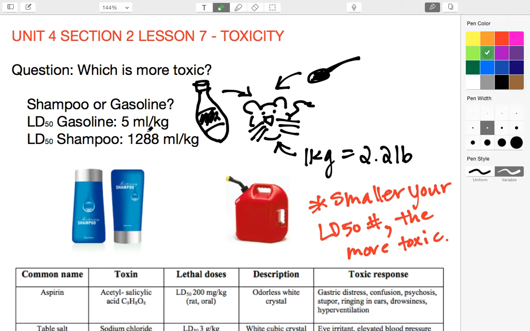Shampoo's lethal dose 50, or LD50, is 1,288 milliliters per kilogram. Let's say I have a mouse that weighs exactly 1 kilogram, or 2.2 pounds. If I give this mouse 5 milliliters of gasoline, it's probably going to die. As opposed to giving this mouse 5 milliliters of shampoo, it's probably still going to live because I would need to give it 1,288 milliliters of shampoo for it to really hurt the mouse. Not that you want to hurt any mice, but hypothetically speaking. So in general, the smaller your LD50 number is, the more toxic it is.